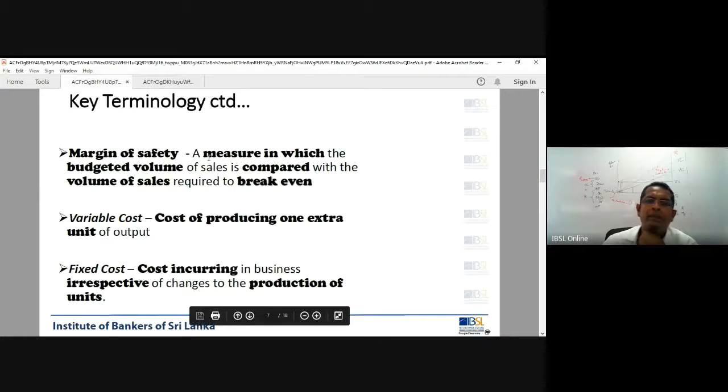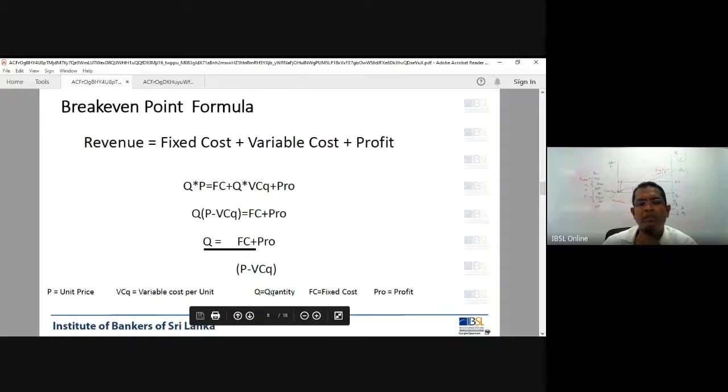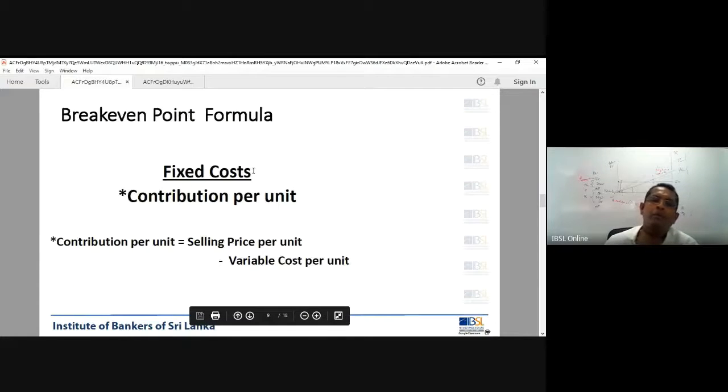Then margin of safety, a measure in which the budgeted volume of sales is compared with the volume of sales required to break even. Variable cost, cost of producing one extra item unit of output. Fixed cost, cost incurred in business irrespective of changes to the production of units. This is the equation we were working on, right? Revenue, fixed cost, variable cost, profit. We go on like this, then we did it. Then break-even point formula is quantity equals fixed cost divided by contribution per unit.